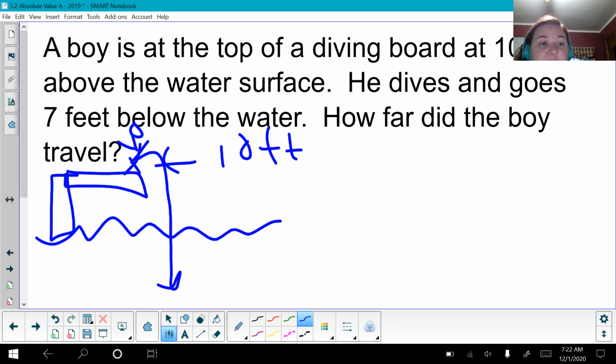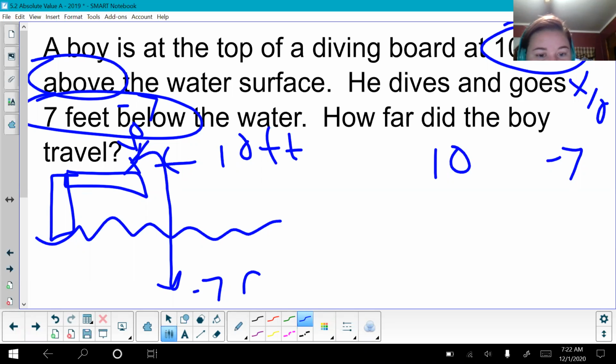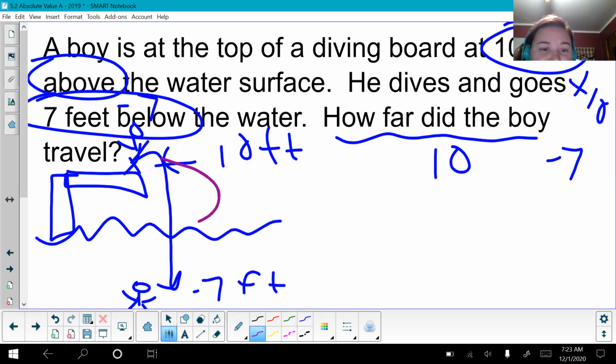And he's now below. So above, at a positive 10, right? And below at a negative 7. So we were at 10, and now we're at negative 7. So down here, we're at negative 7 feet. This is where he ends up. How far did the boy travel? So in this case, we want to know, what is the distance between the two? Think about this as sea level. One's a positive, one's a negative.